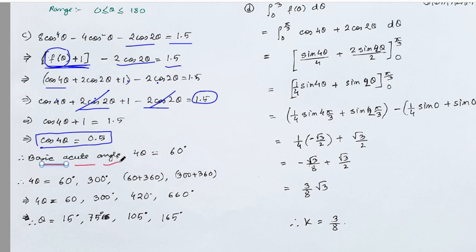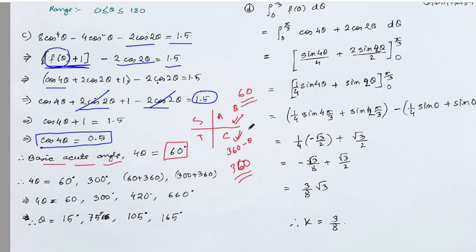So the basic acute angle is 4 theta. So cos inverse of 0.5 will give you 60, and it's positive, so all sine tan cos, so it's the first and fourth quadrant. So theta and 360 minus theta, sorry. So theta is 60, 360 minus 60 is basically 300. So 60 and 300.